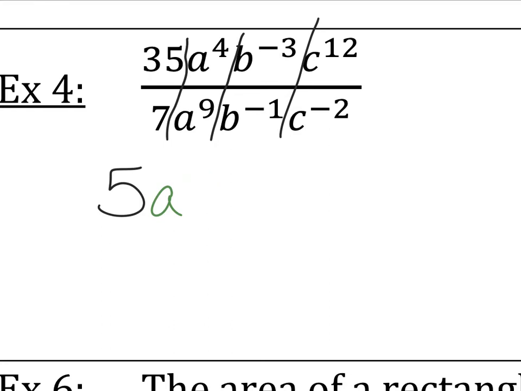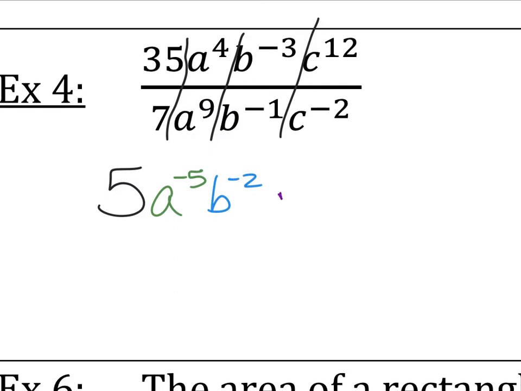So I have to make sure I'm taking positivity into account. Then I have the b's. What is b to the 3rd divided by b to the negative 1? That's going to be b to the 3 minus negative 1. Well, minus a minus, what has that always been? Positive. So this is 3 plus 1. What's 3 plus 1? 4. So the new power of b is 4.